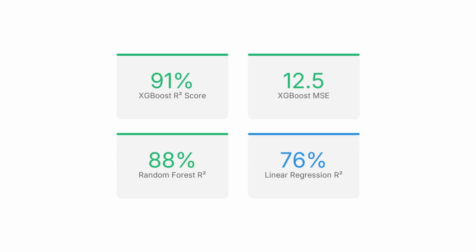Our XGBoost model achieved an impressive 91% R² score with MSE of just 12.5. Random forest came in strong at 88% with MSE of 15.3. Linear regression, our baseline, scored 76% with MSE of 28.7. XGBoost is our winner, capturing complex nonlinear relationships in student performance data.